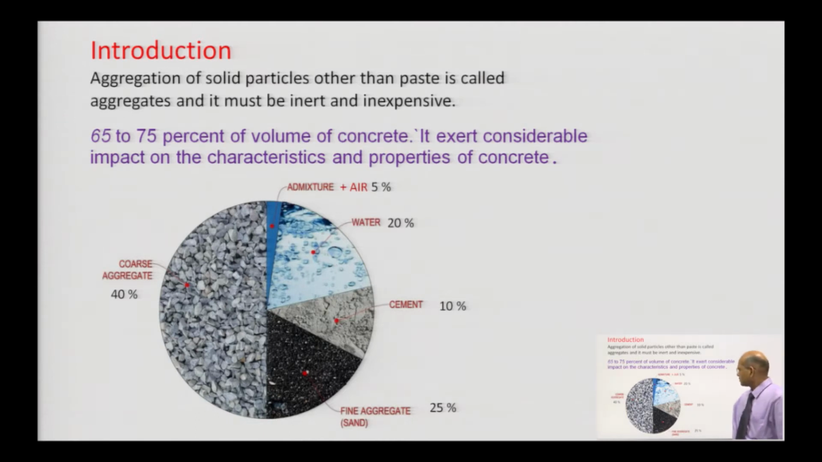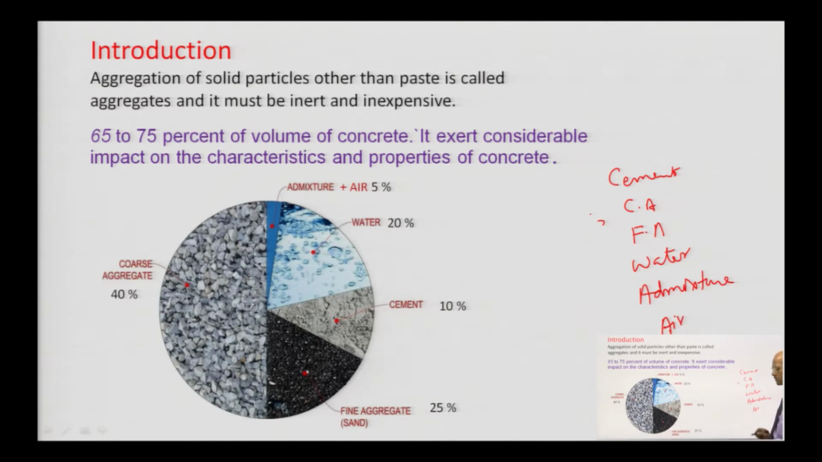Since the volume is large, if you see this diagram here, concrete consists of cement, coarse aggregate, fine aggregate, water, admixture, and some air will be there. Always some air will be there, about 1-2%.